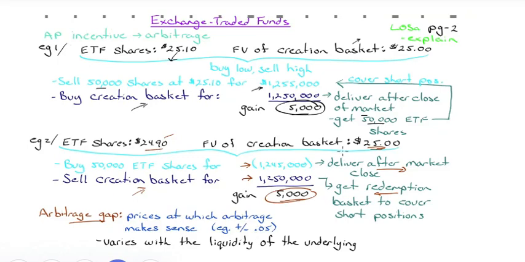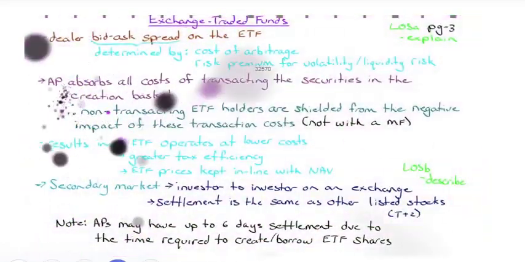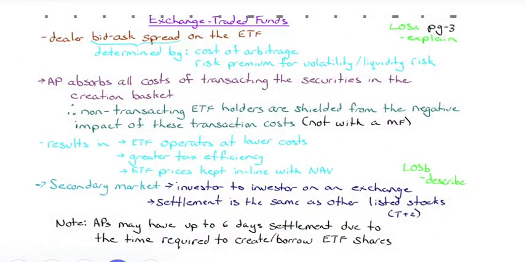So if the fair value of the creation basket is $25, maybe arbitrage only makes sense below $24.95 and above $25.05. And each ETF will have its own arbitrage gap depending on the bid-ask spreads of the underlying, how liquid the underlying is, how easy it is to get. So the tighter the spreads on the underlying, the more liquid those markets, the tighter the arbitrage gap would be. It varies with the liquidity of the underlying. So we'll just tie up a few loose ends in LOS A before moving on to LOS B here.